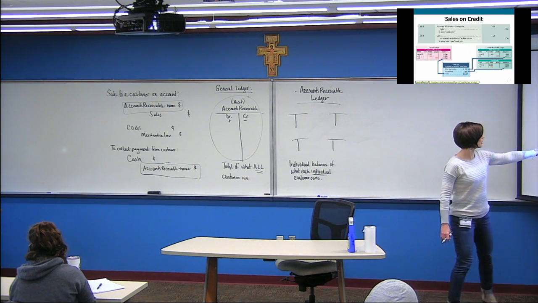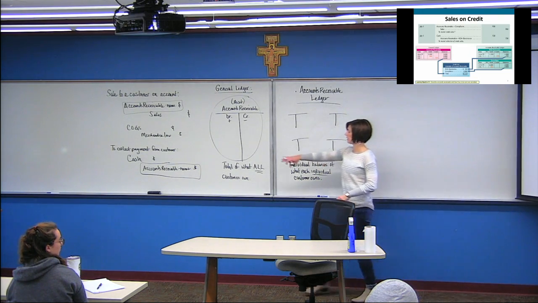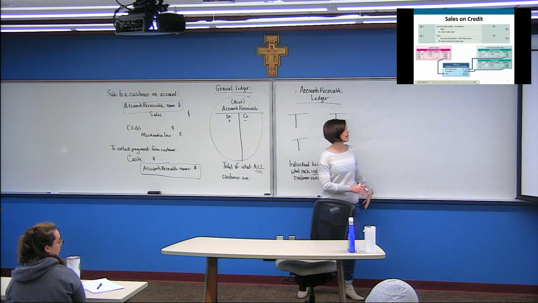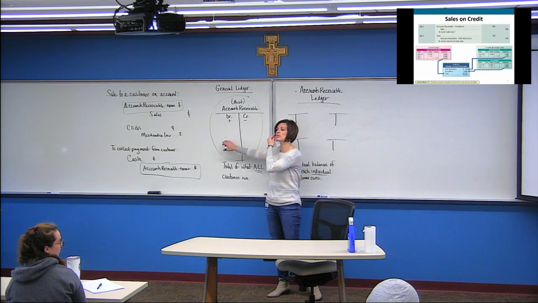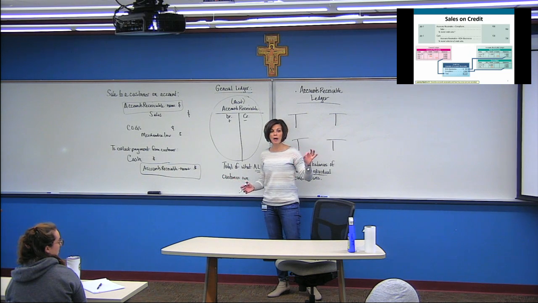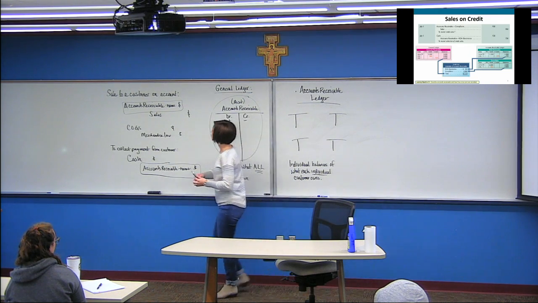So if we look up here, here's that fancy general ledger accounts receivable. That's my big T here. Anytime we journalize, we post to accounts receivable. You guys have done that before. But now, because we have an additional record that we have to keep track of, look up here.